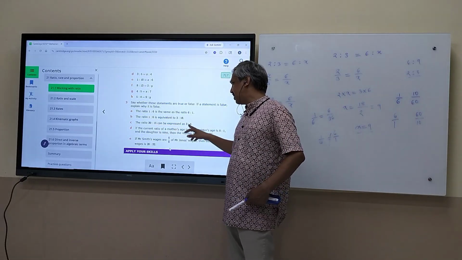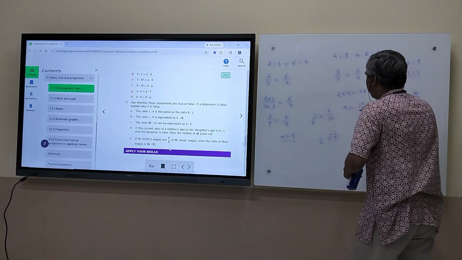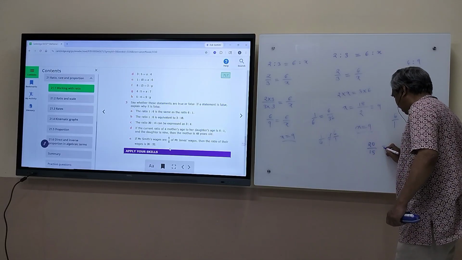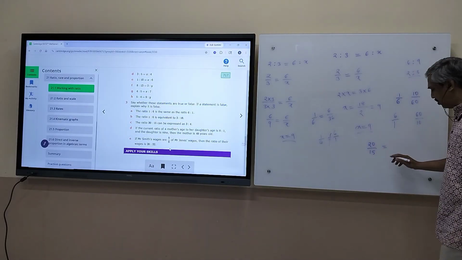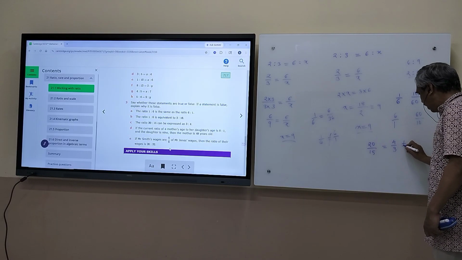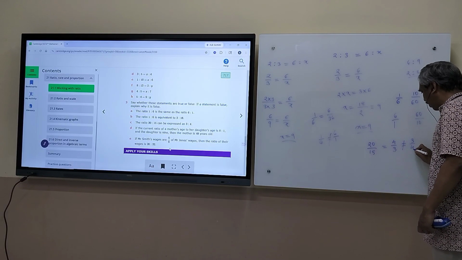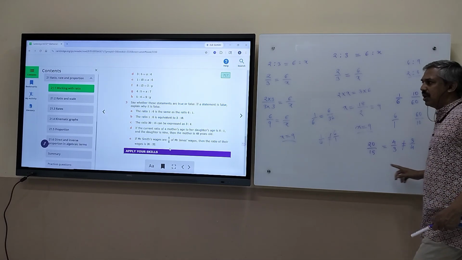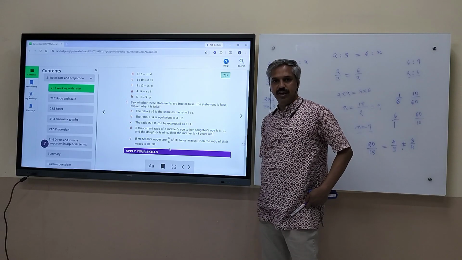20:15 can be expressed as 3:4. Let's check. 20 upon 15 is equal to, both are divisible by 5. So I get this is 4 upon 3. This is not equal to 3/4. 4 upon 3 and 3/4 are not equal. And because they are not equal, the statement is not right. It is false.